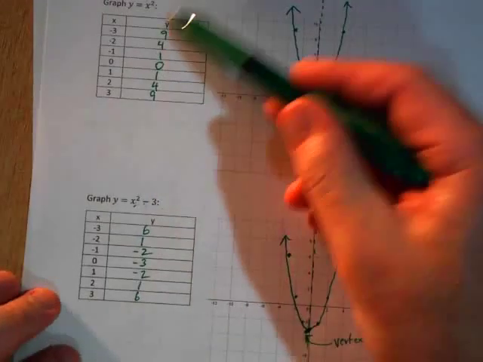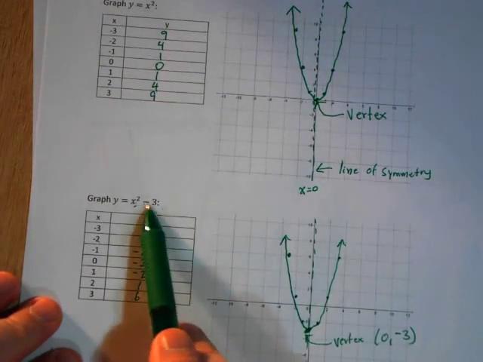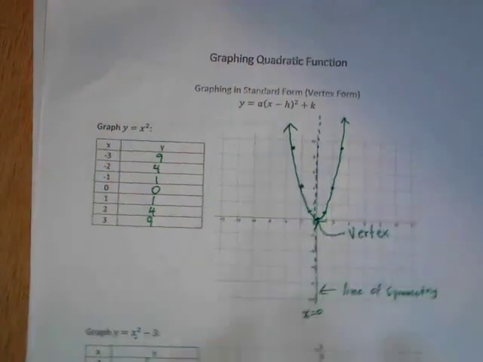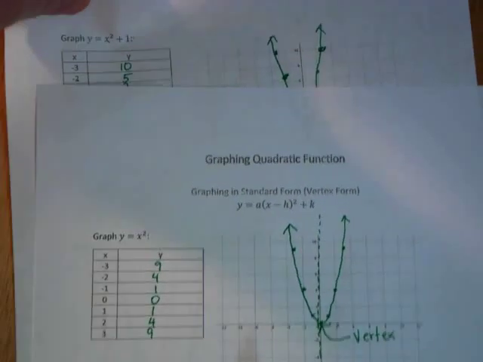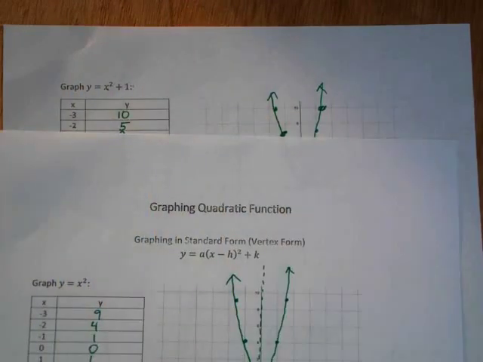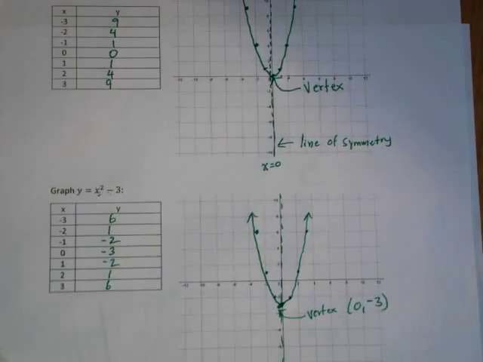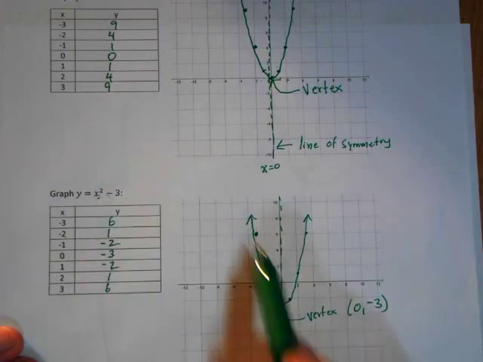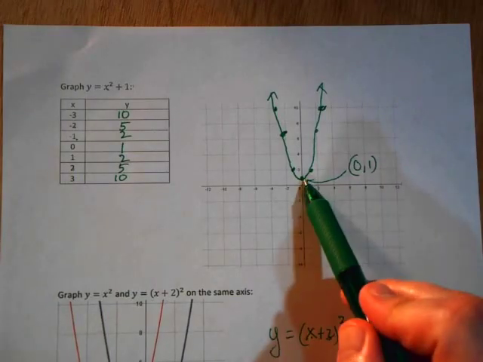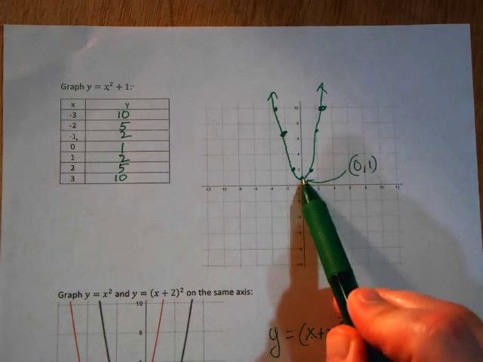When I put numbers outside of parentheses, like this negative 3 and this positive 1, oh, you can't see the positive 1 that I just circled. There it is. This negative 3 and this positive 1, it moved the graph up and down. And it moved it the way you think it should move it. A negative 3 moved it down. A positive 1 moved it up.